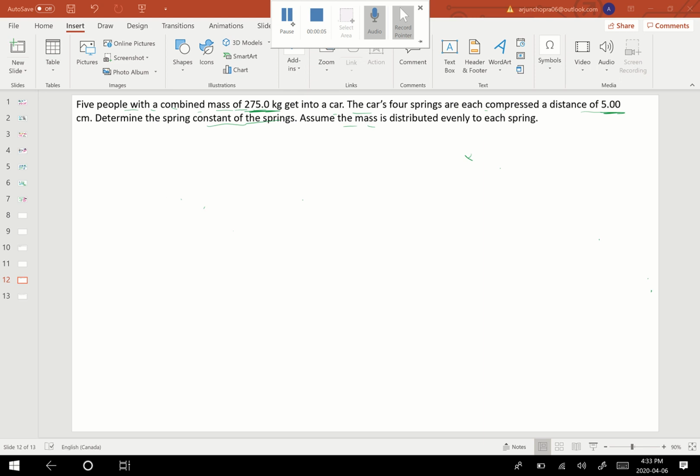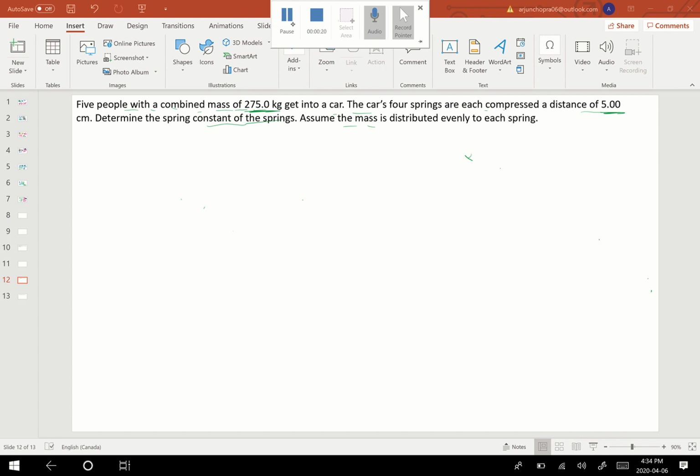So in this question, 5 people with the combined mass of 275 kg get into a car. The car's 4 springs are compressed to a distance of 5 centimeters. Determine the spring constant of the springs. Assume the mass is distributed evenly to each spring.